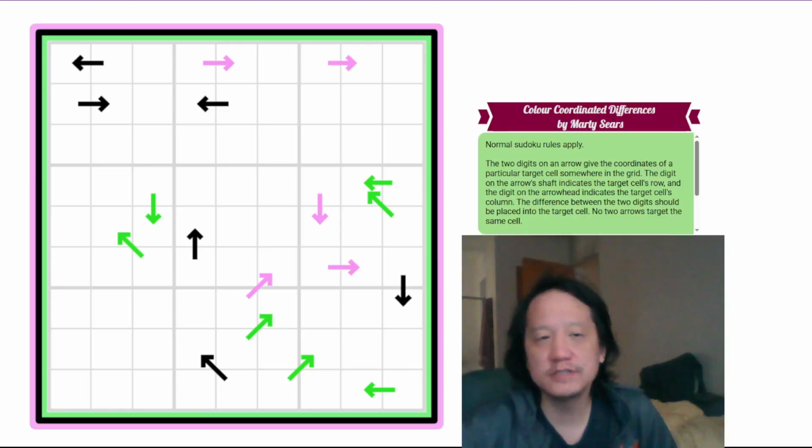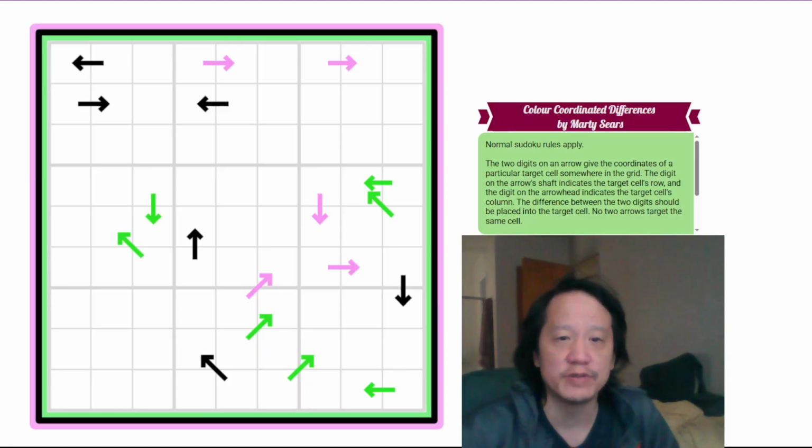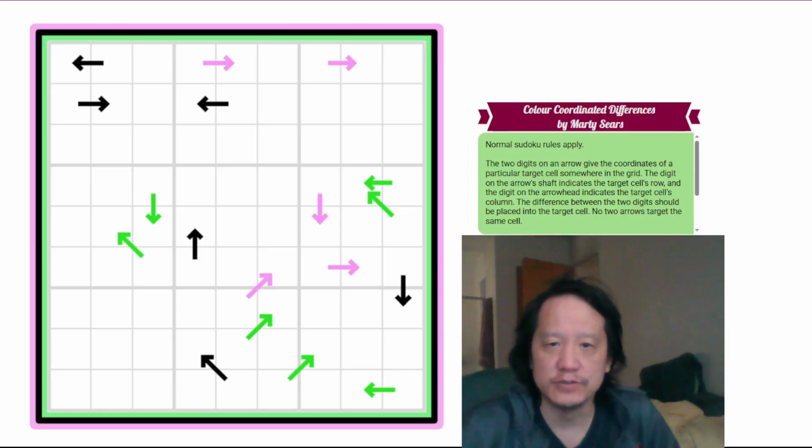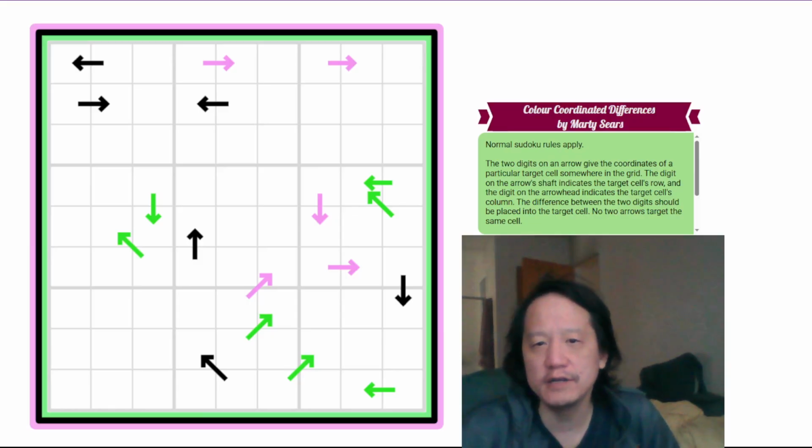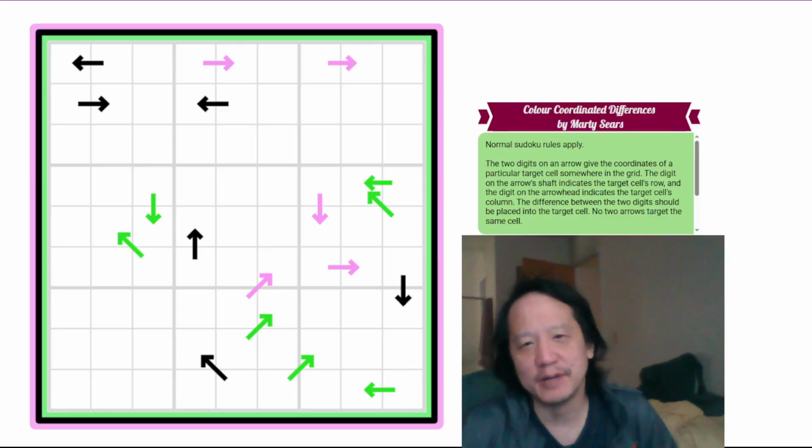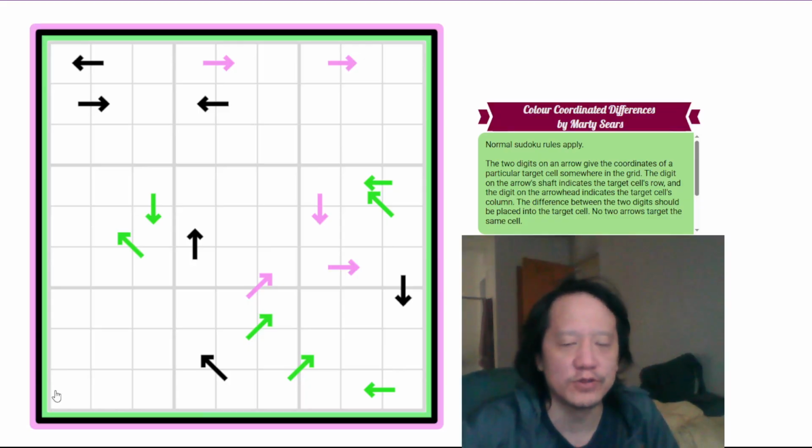And take that easiness with a grain of salt because it's considered easy by the people on the Logic Masters Germany forum, and there's a lot of really smart people there. Today's puzzle is called Color Coordinated Differences by Marty Sears. And here are the rules.